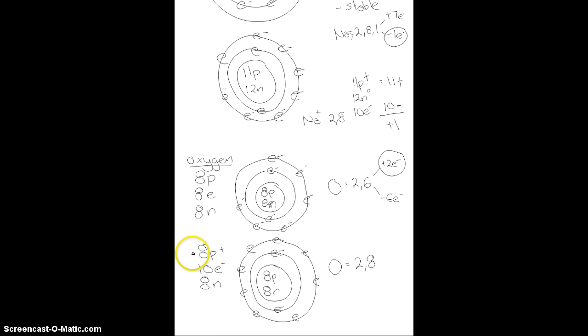We now have 8 positives and 10 negatives. So in total, oxygen has an overall charge of -2. So we say it's O2-, and it is now the oxide ion.